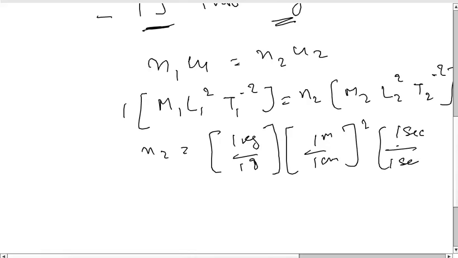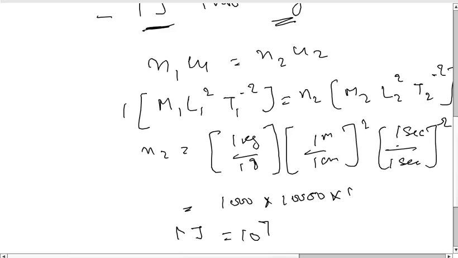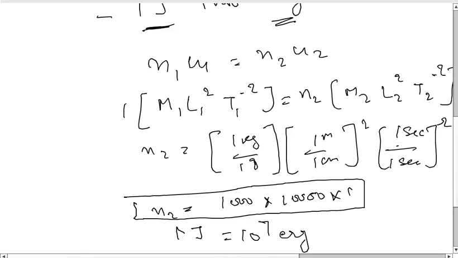So it won't make a difference. So we can write it as 1000 into this will be 100 square and 10,000 into 1. So we can write 1 joule is equal to 10 to the power 7 erg, as we calculated the value of N2. So N1 U1, which is 1 joule, is equal to N2, which is 10 to the power 7 U2 erg. Any confusion?